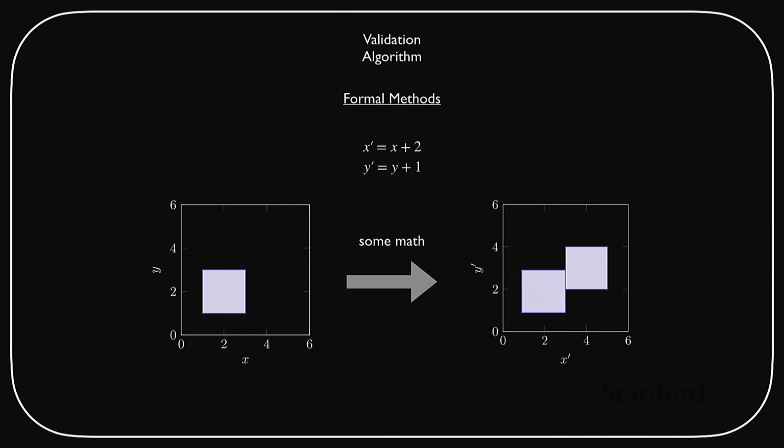Okay, so hopefully you thought something like this, where you did some math in your head, and maybe what you envisioned was you took this square, you took all of the x values and moved them over by 2, and then you took all of the y values and moved them up by 1. That's essentially all that's going on in these reachability algorithms. But sometimes the math becomes more complicated than the things we can just do in our head.